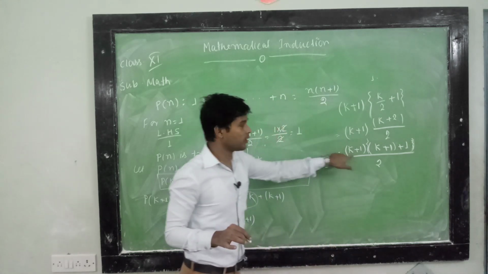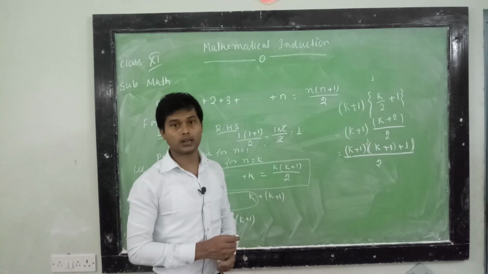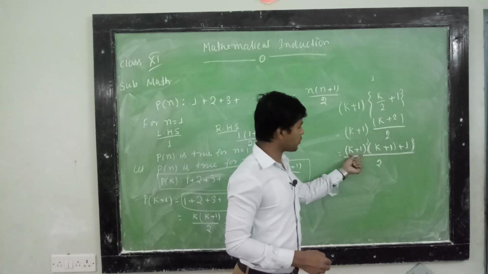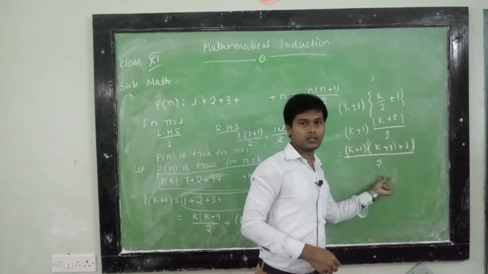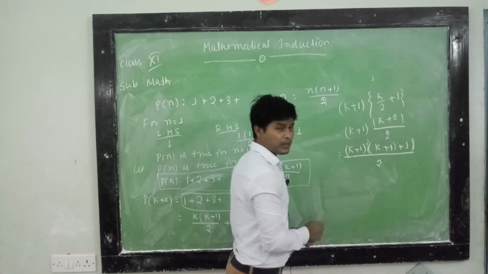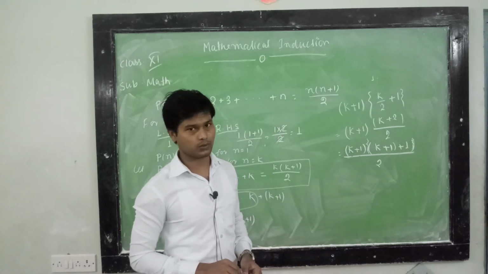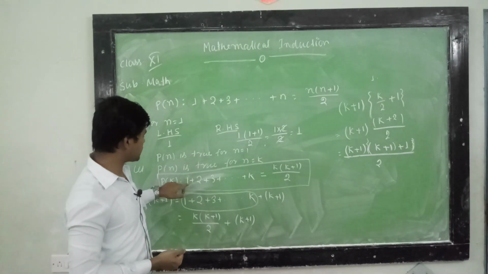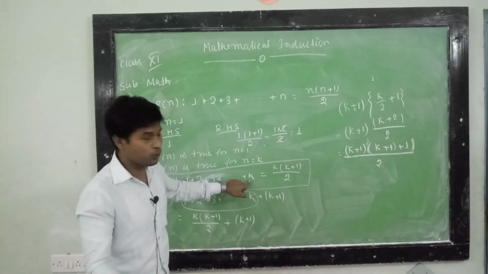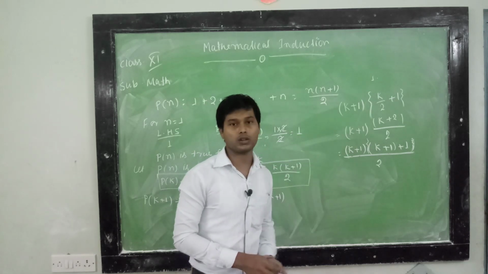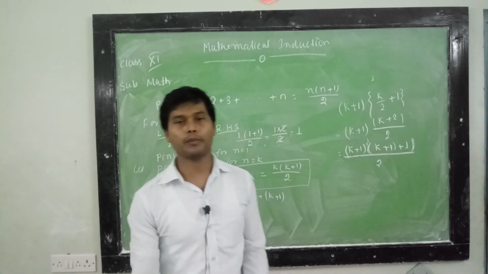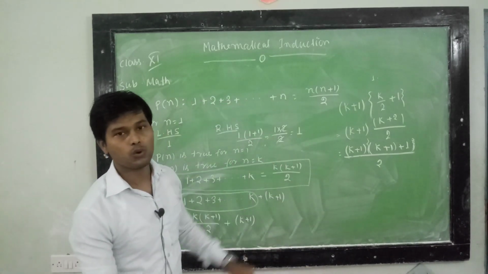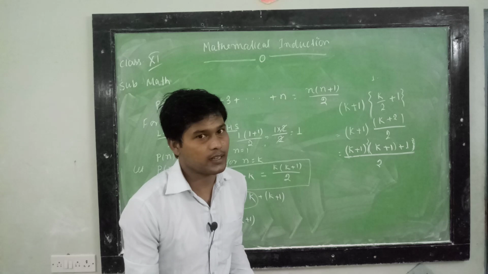That means we can say that the statement is true for k plus 1 also, means P of k plus 1 can also be expressed in the form k plus 1 into k plus 1 plus 1 by 2. That means the statement is true for k plus 1 also. So look, the statement is true for n equal to 1, and if the statement is true for n equal to k, we prove the statement is true for n equal to k plus 1 also. Then by principle of mathematical induction we say that the statement is true for all values of n.